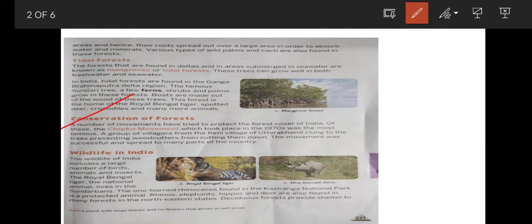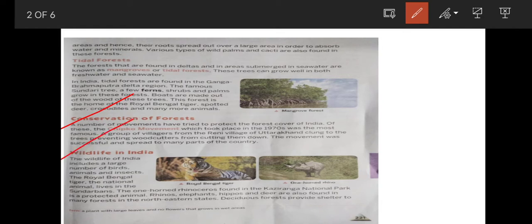Conservation of forest. A number of movements have tried to protect the forest cover of India. Of this, the Chipko movement, which took place in the 1970s, was the most famous. A group of villagers from the Rainy village of Uttarakhand clung to the trees, preventing woodcutters from cutting them down. The movement was successful and spread to many parts of the country.